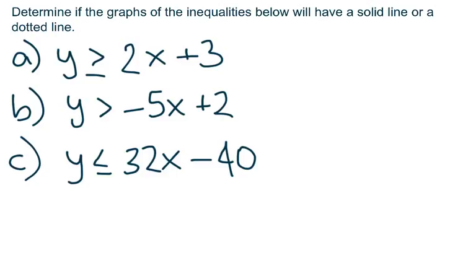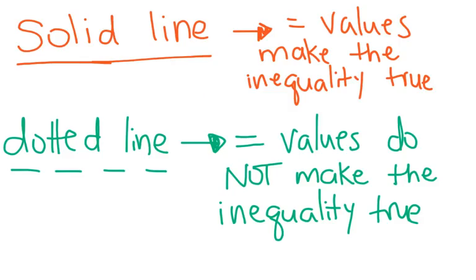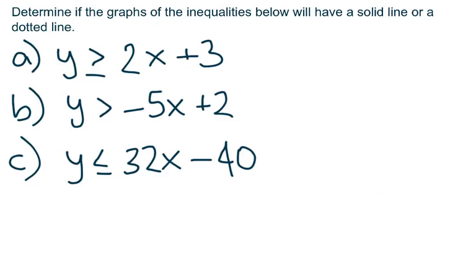So how do you figure out if the line is going to be solid or dotted? It's pretty simple. You use a solid line if the points on the line itself, which would be the solutions if this were an equation and not an inequality, make the inequality true. You use a dotted line if those points on the line are not part of the inequality, do not make that inequality true. And all you have to do is look at these inequality symbols.